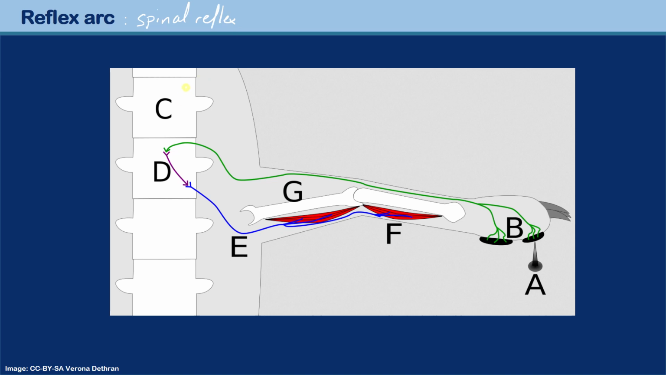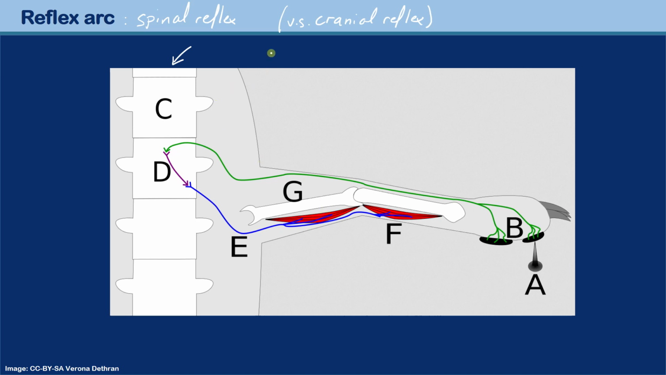Because it only involves the spinal cord, that's the spinal cord over here. And there are also so-called cranial reflexes, and they involve the brain. Okay, so how does this now work? I'm going to label the different nerve cells, the different neurons, that are required here.